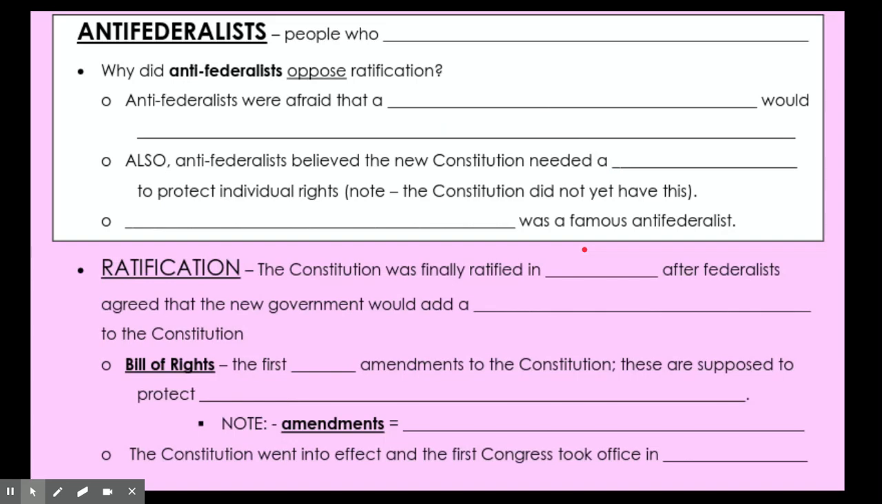Now just go back here, make sure we've gotten all that. So you should have all of this part filled in. Now we're going on to ratification. The Constitution was finally ratified in 1788 after Federalists agreed that the new government would add a Bill of Rights to the Constitution.